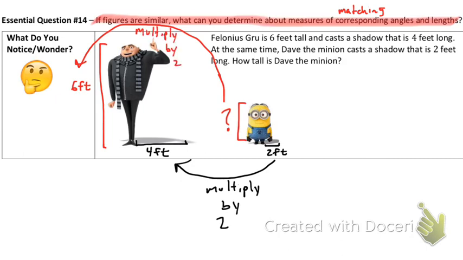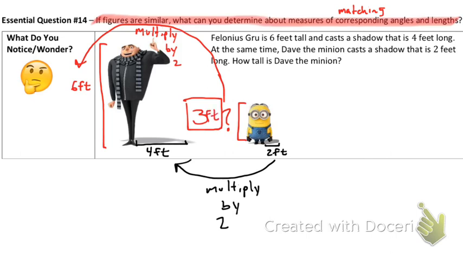And this is a similar figure idea. So in other words, what did we have to multiply by? 2 times what gives me 6? If we do the mental math here, we need a number. We're going to multiply by 2, and it should give me 6. And if we figure this out, Dave's height would be 3 feet.